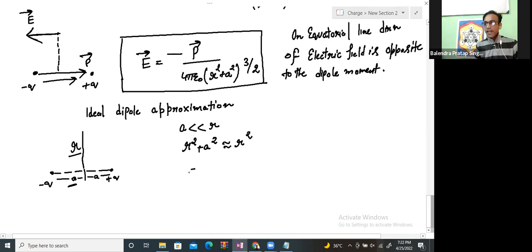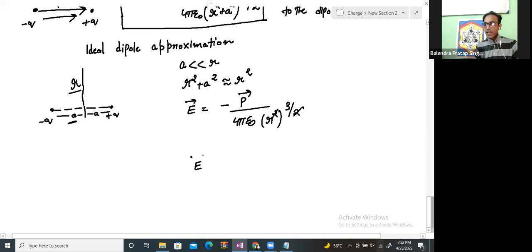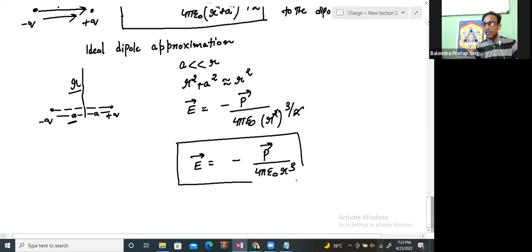In that case, the electric field is equal to minus vector P divided by 4 pi epsilon naught. What will be the value? 4 pi epsilon naught, this will be R square to the power 3 by 2, and here 2 and 2 get cancelled out. So the net electric field for this tiny dipole is minus vector p divided by 4 pi epsilon naught r cube. This is your electric field for your very small dipole.